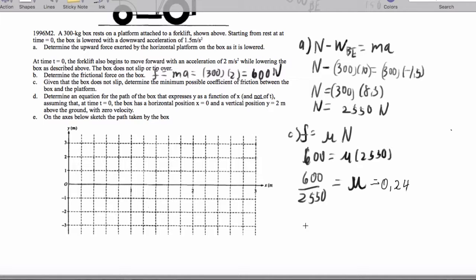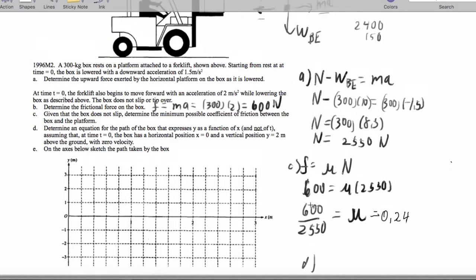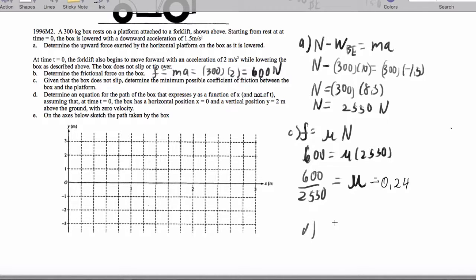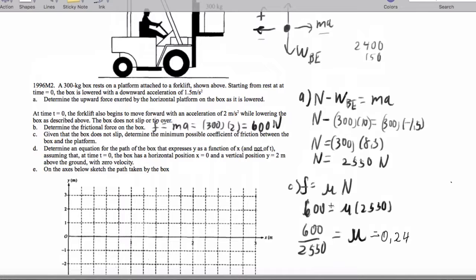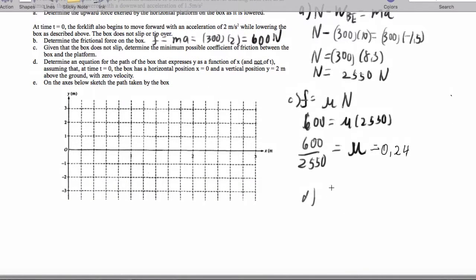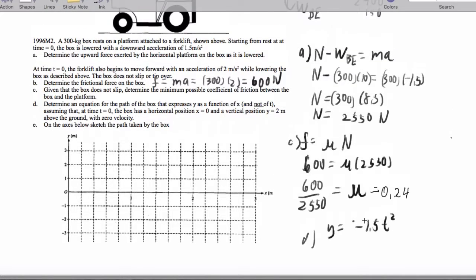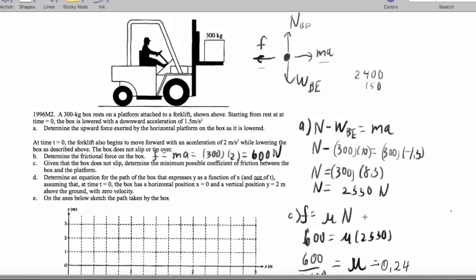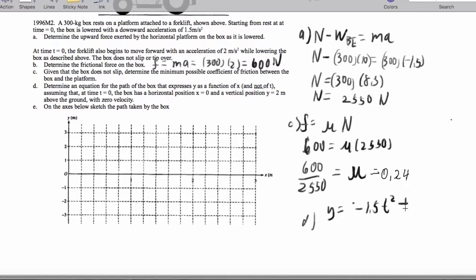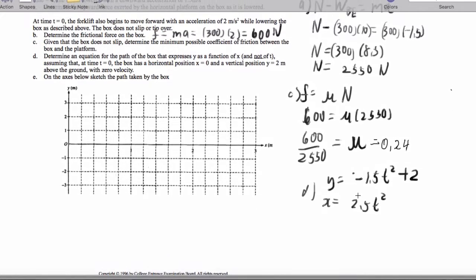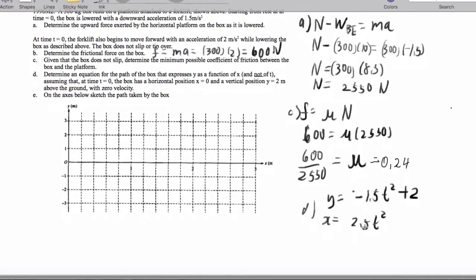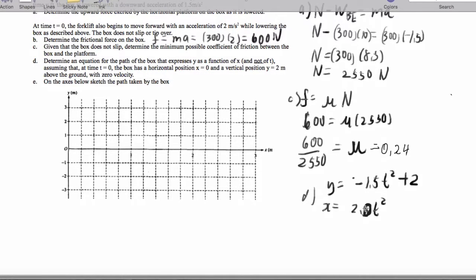And it's dimensionless. And then it says determine a path for y versus x. So let's write down the equation here. So the y equation, well, y is going to be negative 1.5 t squared. And it starts at a height of 2 meters. And the x equation is 2.5 t squared. Or sorry, is that correct? 2.0 t squared in the horizontal direction.